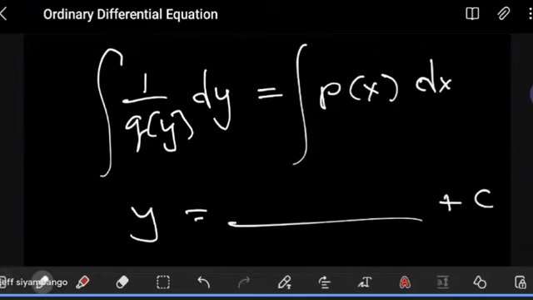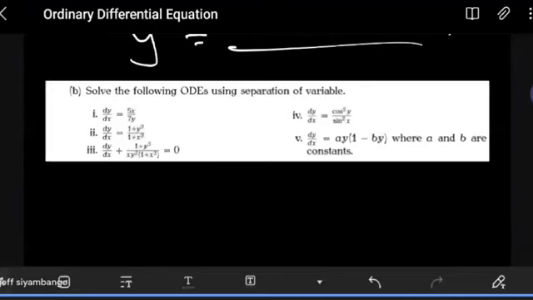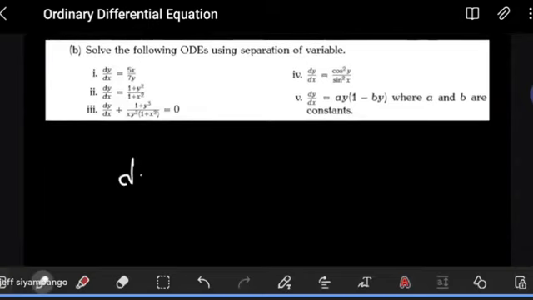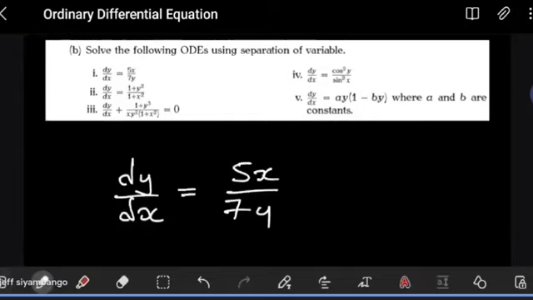Let's look at a real example and see how this concludes. Consider this example. In this case, we want to solve the following ODEs using the separation of variables. So how does it go? Well, look at the first example. Here we have dy over dx equals 5x over 7y.